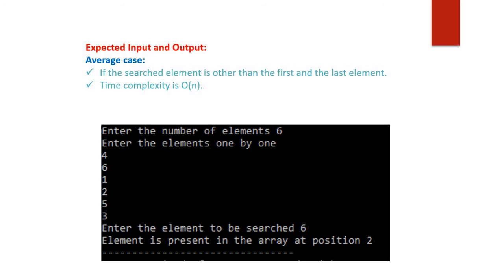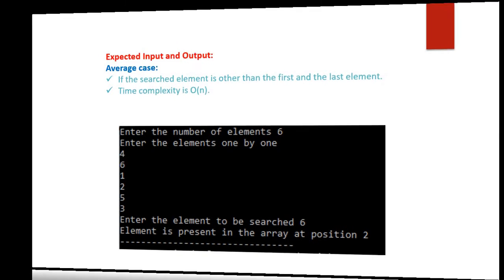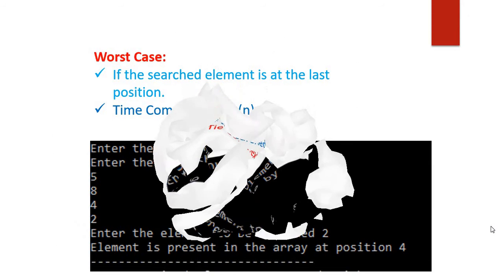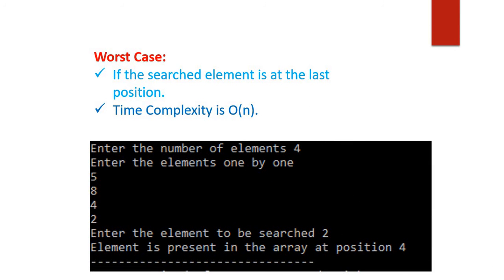Now, these are the cases. You can see if the search element is other than the first and the last element, then the complexity is O(n), and this is the simple output of that. Next one is the best case, and the output of it, then the worst case.